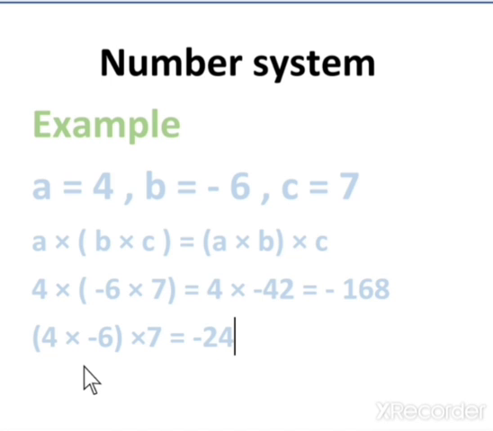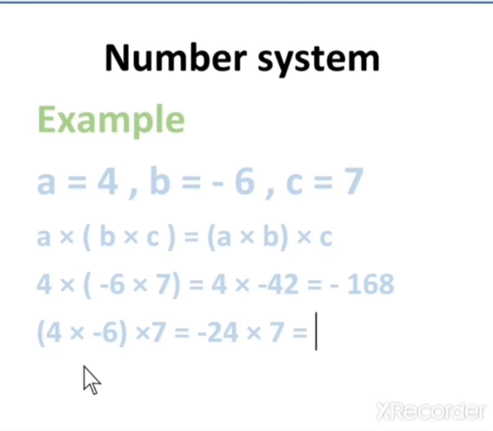And next we're going to multiply into 7. 24 into 7 is 168, and minus into plus is minus, so the answer is minus 168, and left hand side is equal to right hand side. So for multiplication, the associative property is satisfied.